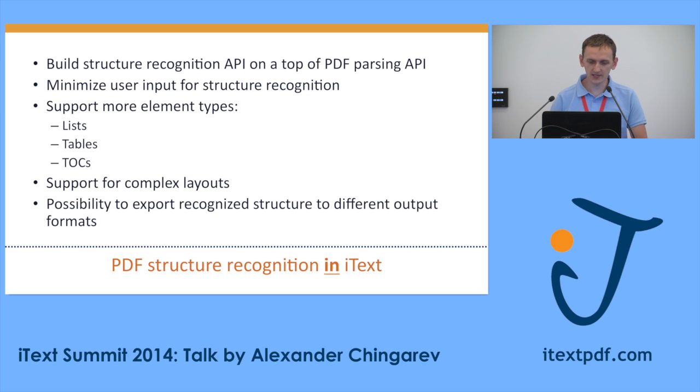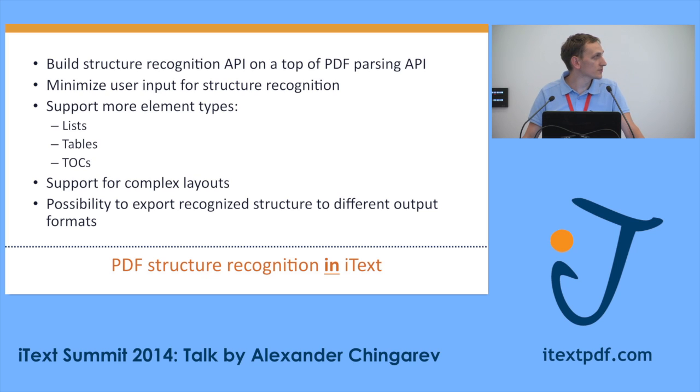is PDF structure recognition in iText. So these are our plans on how we see PDF structure recognition in the future version of iText. Of course, we want the structure recognition API to be a native iText API, and we want to build it on top of the existing PDF parsing API. We want to try to minimize user input for structure recognition. For example, we want to make it so that our structure recognition processor may guess some styles for headings, for captions, etc. We want to add support for more element types such as lists, tables and table of contents.